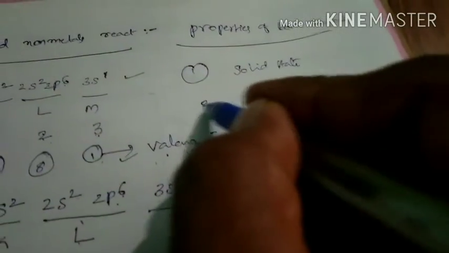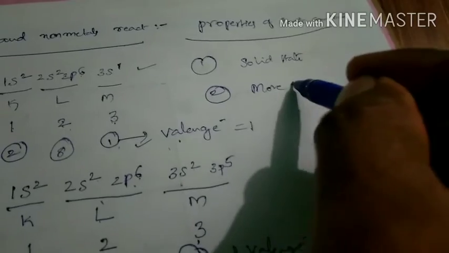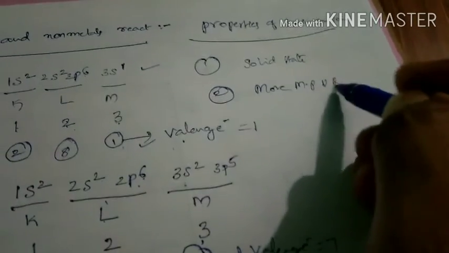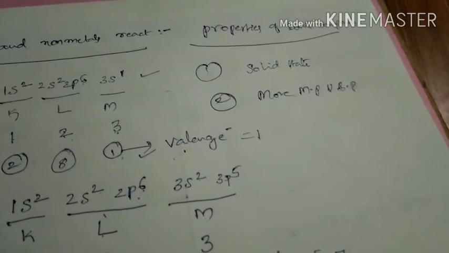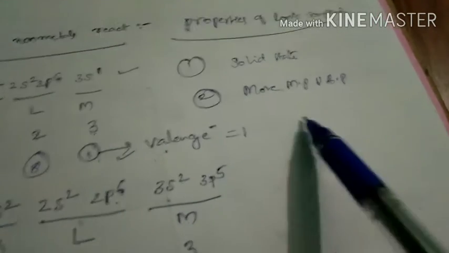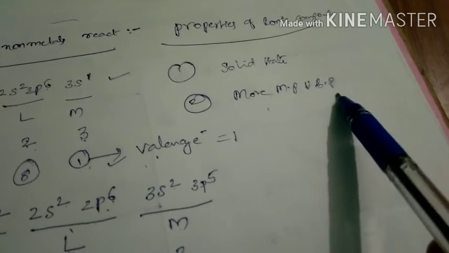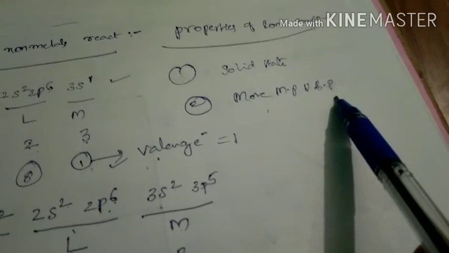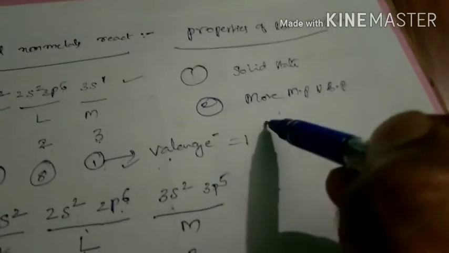Second one, all ionic compounds have a high melting point and boiling point due to strong electrostatic forces of attraction. I repeat once again, all ionic compounds have a high melting point and boiling point due to strong electrostatic forces of attraction.